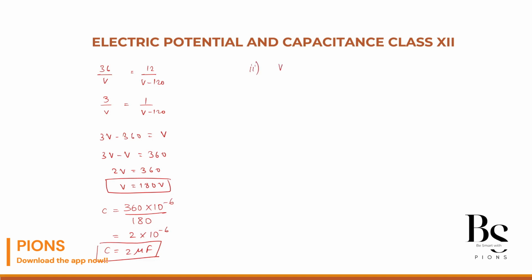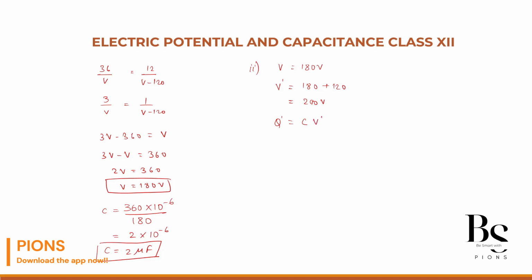What is our initial voltage? So 180 volt. We have just now found it. What's the new voltage? V dash. That will be 180 plus 120. So what's the new voltage? So 200 volt. If the new voltage is 200 volt, what will be the new charge? So the new charge Q dash will be equal to C into V dash.